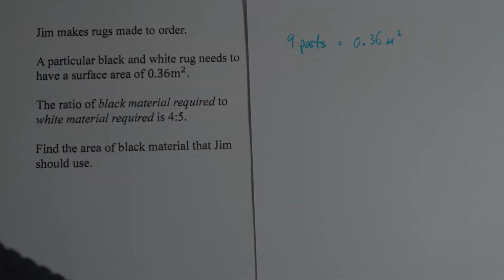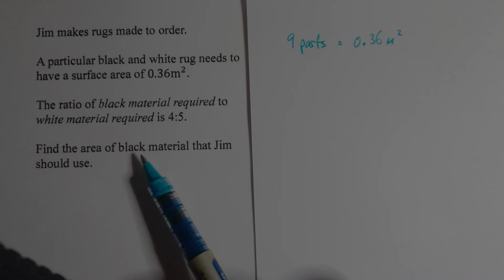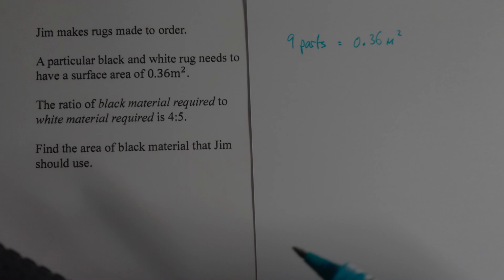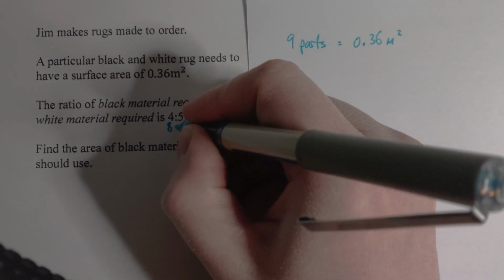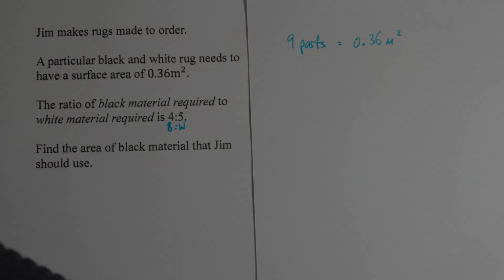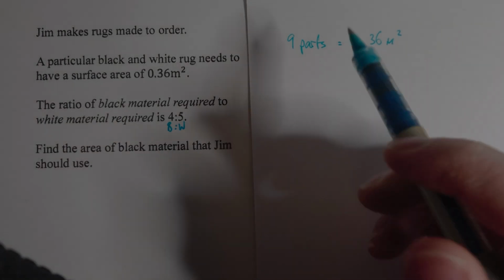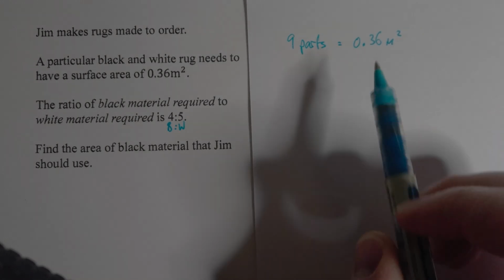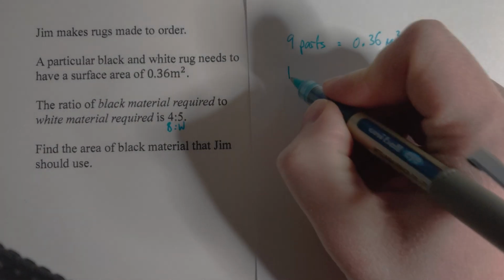square meters of area. Because the question's asking for the area of black material that's required, I eventually want to work out what 4 parts is worth, because that's the order it goes in, isn't it? It's black, then white. So I will eventually want to work out what 4 parts is. But to get to 4 parts, I'll start by taking it down to 1 part. So let's divide both sides by 9 to get 1 part.